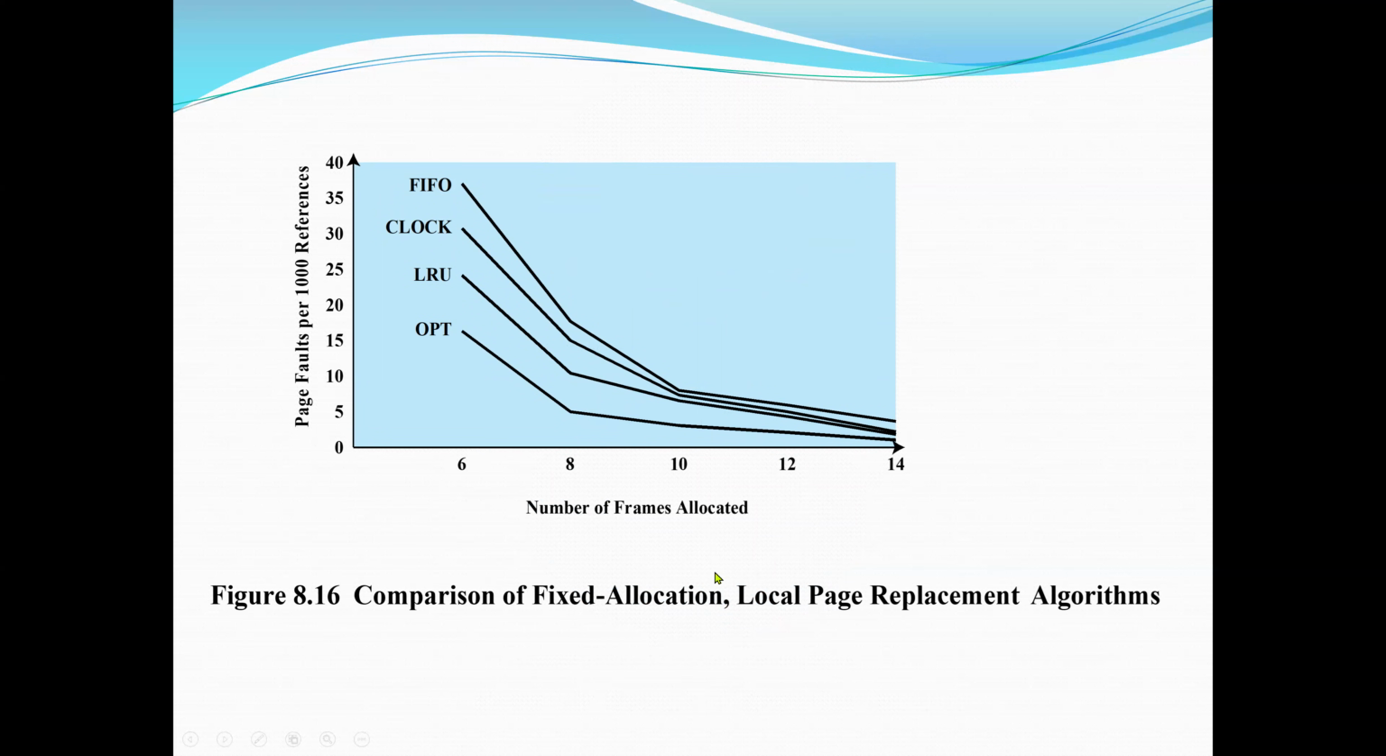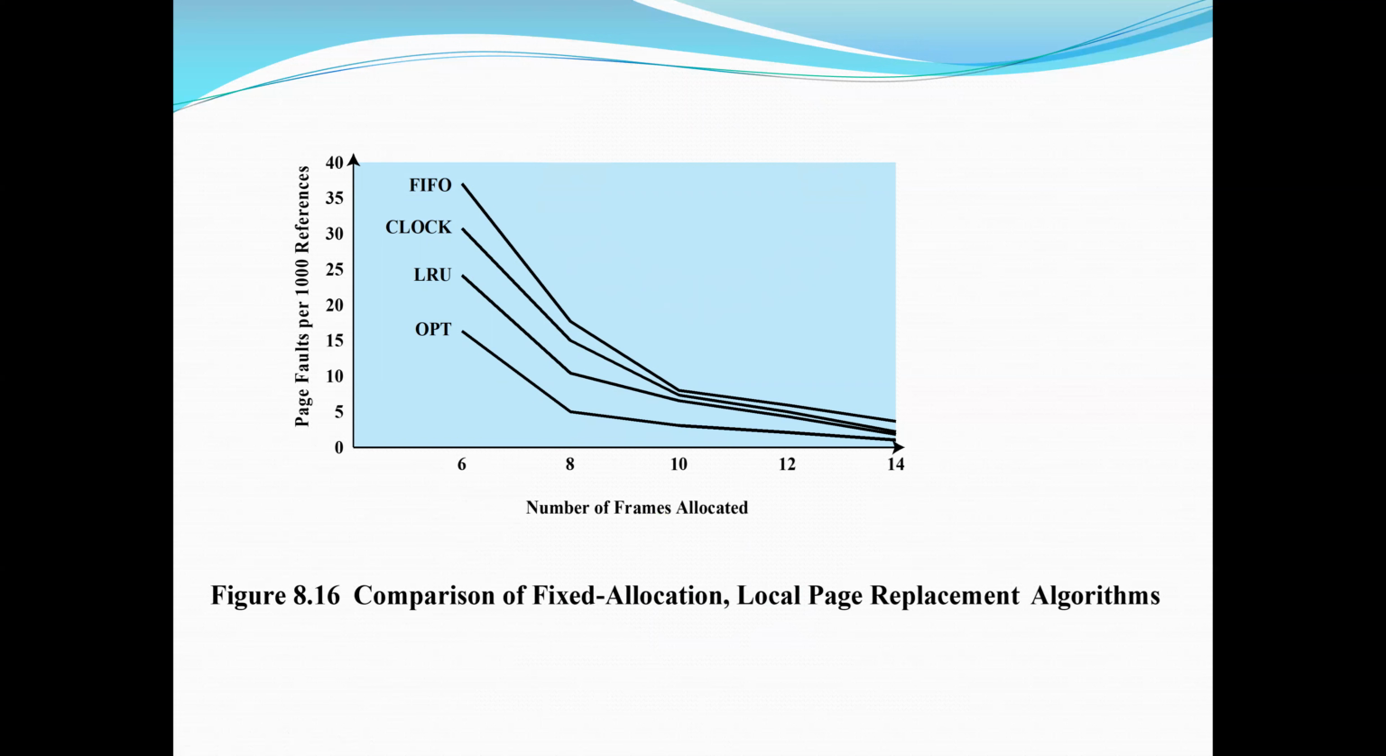So this is the diagram showing the number of page frames allocated for all the 4 types of algorithm: FIFO, clock, least recently used, and the optimal. So this figure is the comparison. Figure 8.16 here shows the result of an experiment that was reported, in which they compare the 4 algorithms that we have been discussing. It assumes that the number of page frames assigned to a process is fixed in this case. The number of frames is the same.